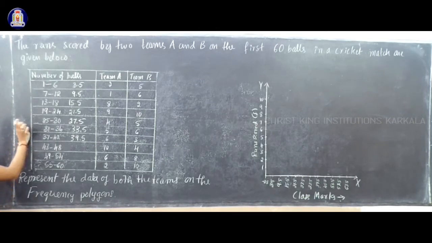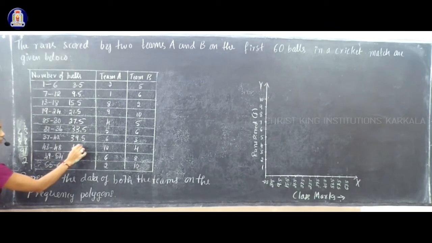Okay. Next, 43 and 48. 43 plus 48 is 91. 91 divided by 2 is 45.5.